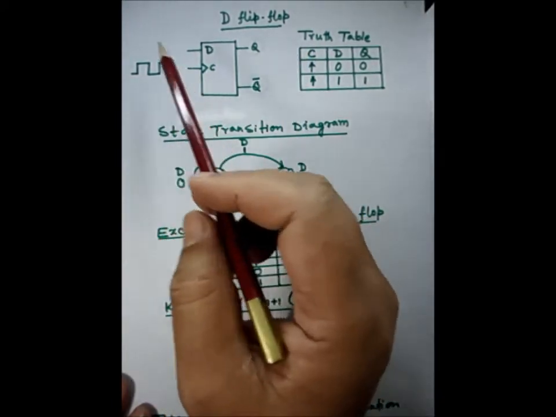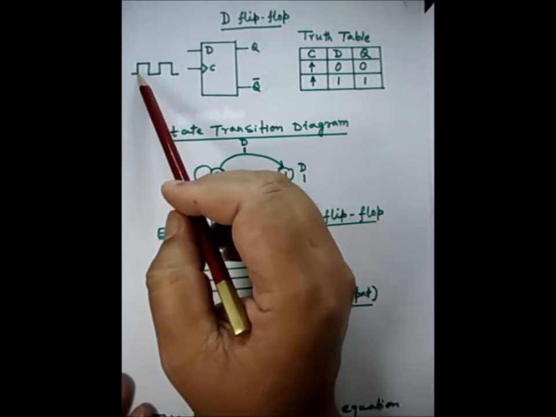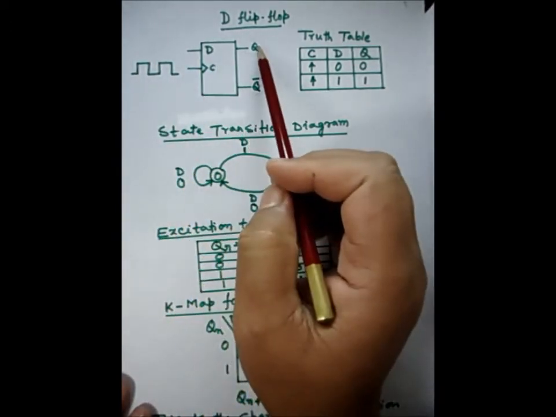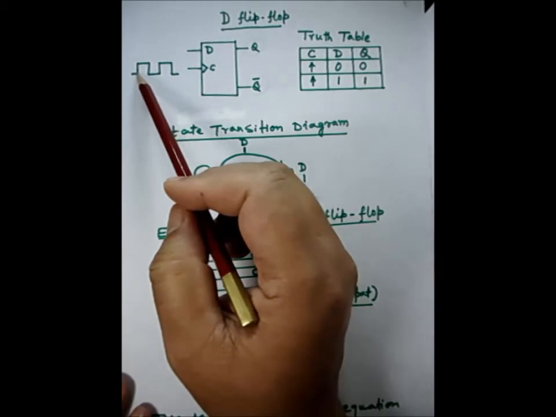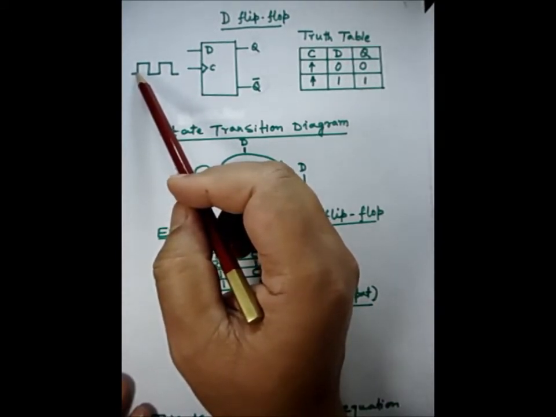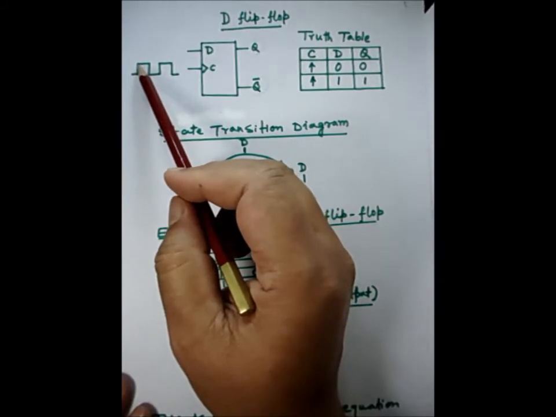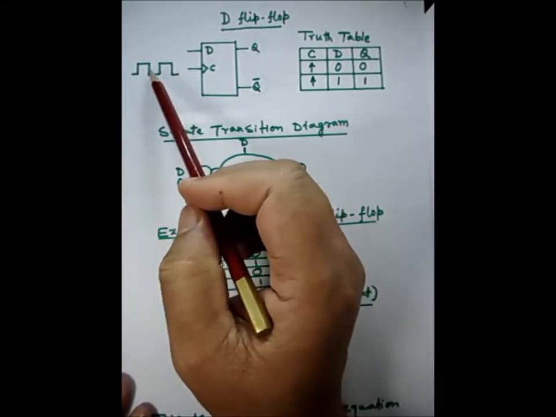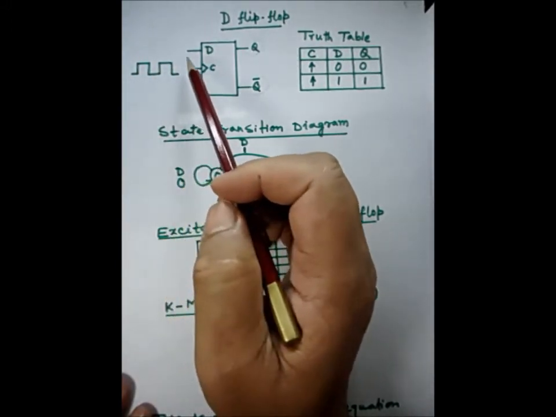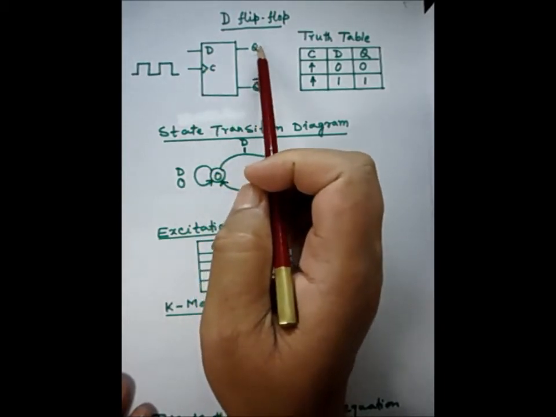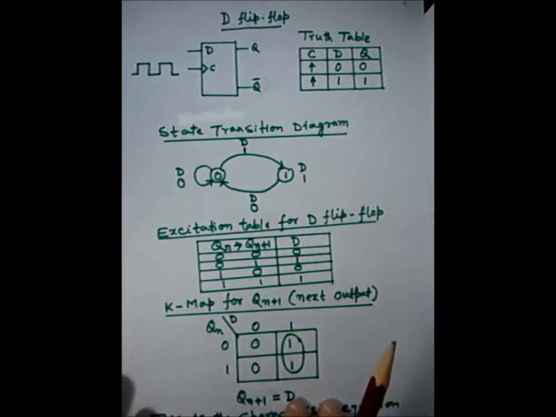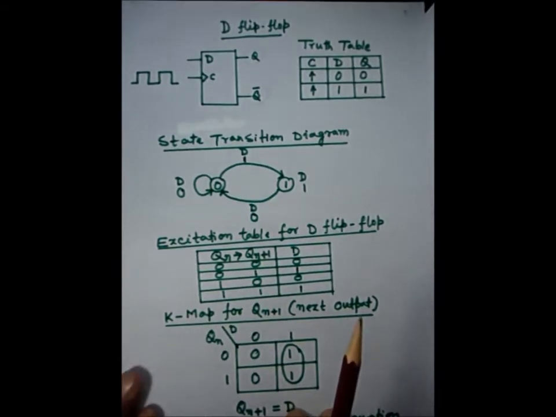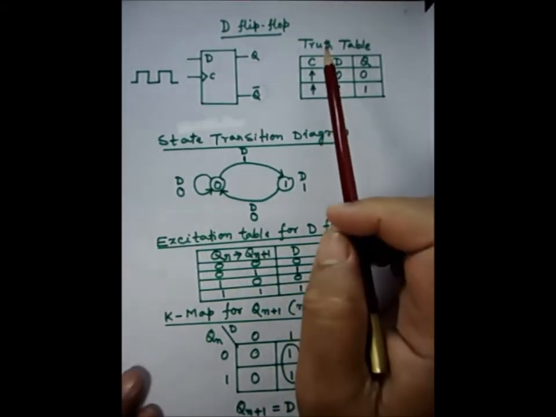Again I repeat that in case of a positive trigger, the change of Q will only take place when the state of the pulse changes from low to high, and the remaining time there will be no effect on the output Q. That is the positive edge triggered. Here also we have considered this as a positive edge trigger.